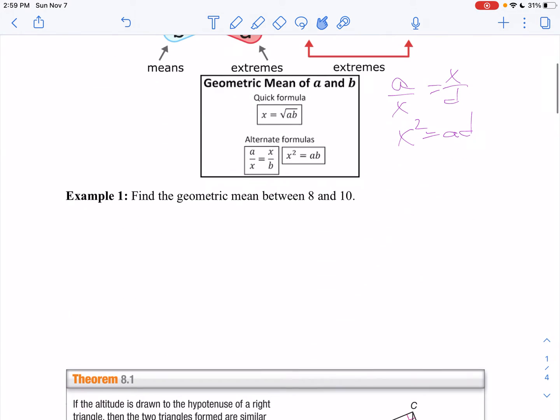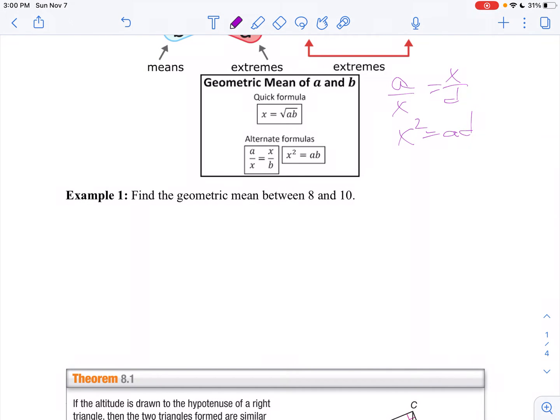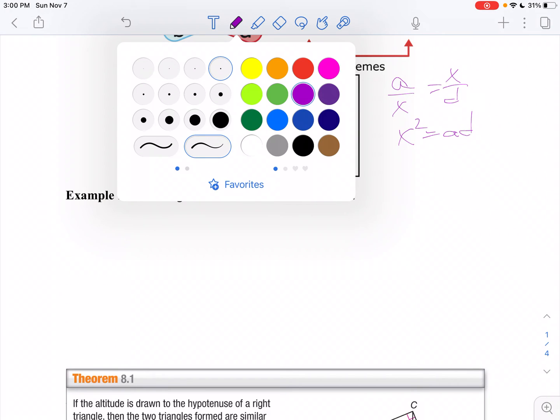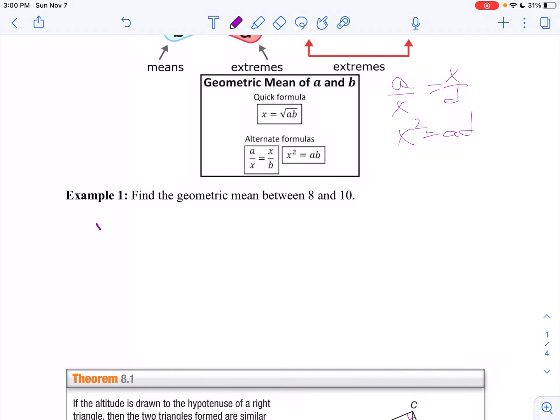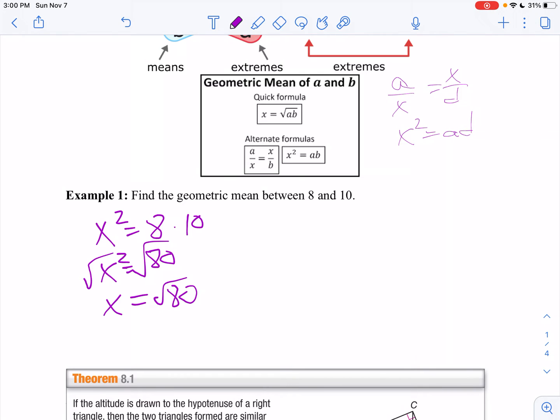So if we take a look at example 1 here, I want to find the geometric mean between 8 and 10. So to find the geometric mean between 8 and 10, I'm going to say X squared equals 8 times 10, or X squared equals 80. Then I'll take the square root of both sides. So X is the square root of 80. Now I want to simplify the square root of 80.